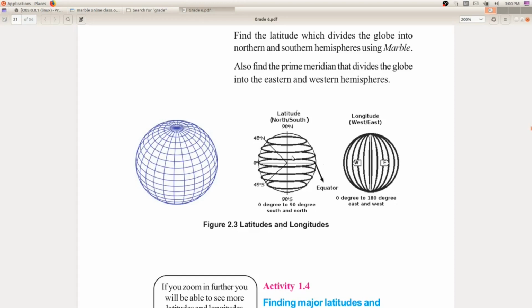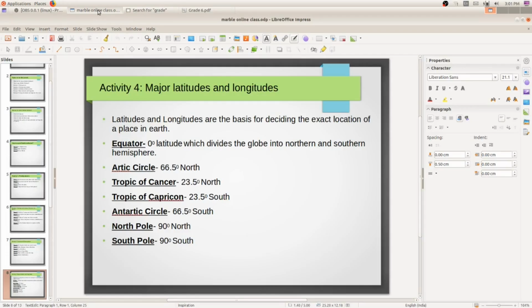So what do you mean by latitude? These horizontal lines, can you see here, 1 2 3 4, these horizontal lines are known as latitude. So latitude is always horizontal lines on our globe. And longitude means vertical lines. Can you see here, these vertical lines are known as longitude. So again, go back to your slide.